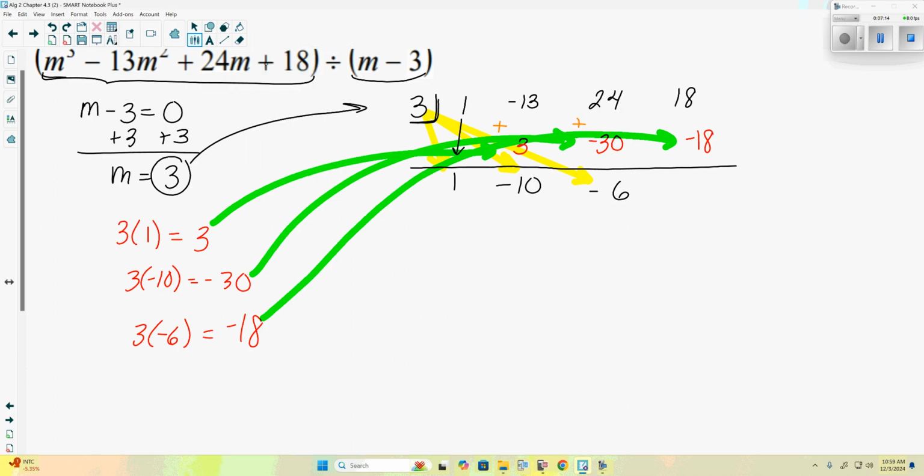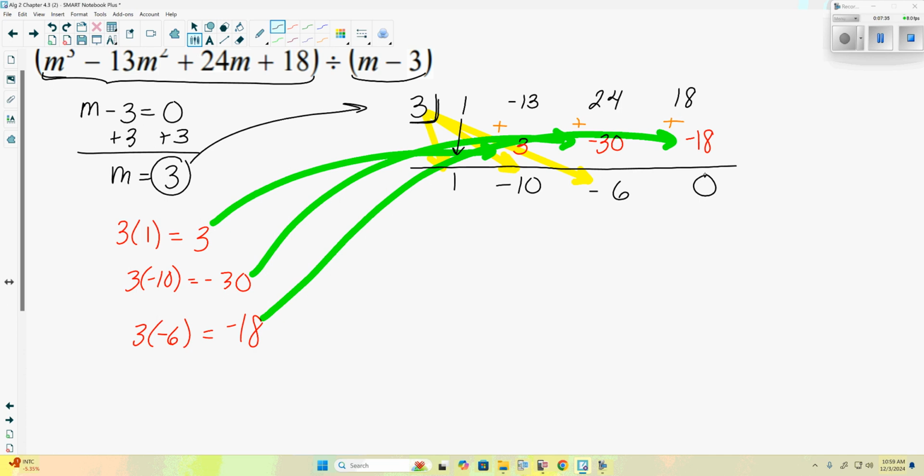Hey, that's just 0. And it is indeed 0. Since we don't have any numbers after the 18, we're done. Okay? Questions on anything we've done so far?